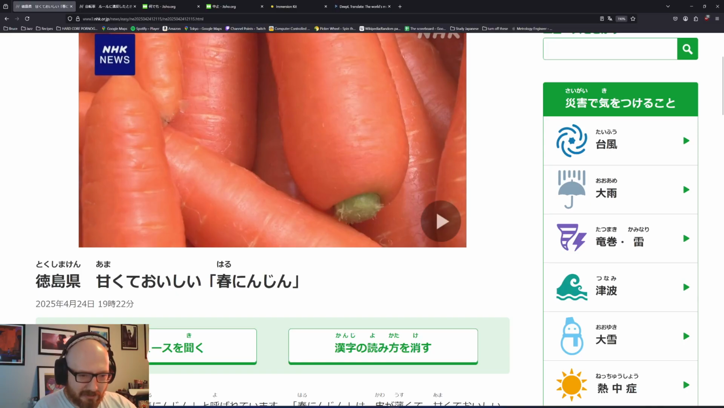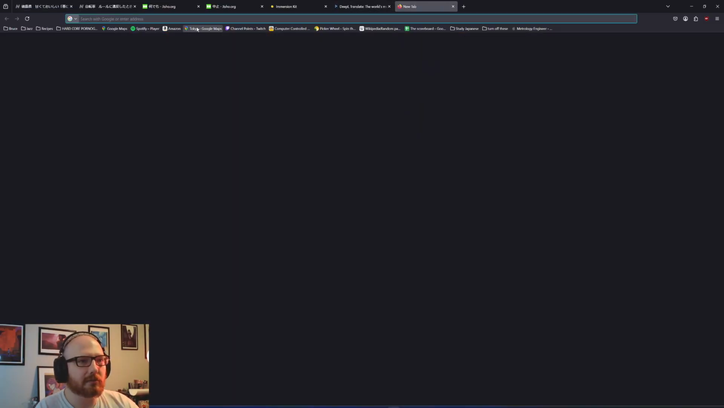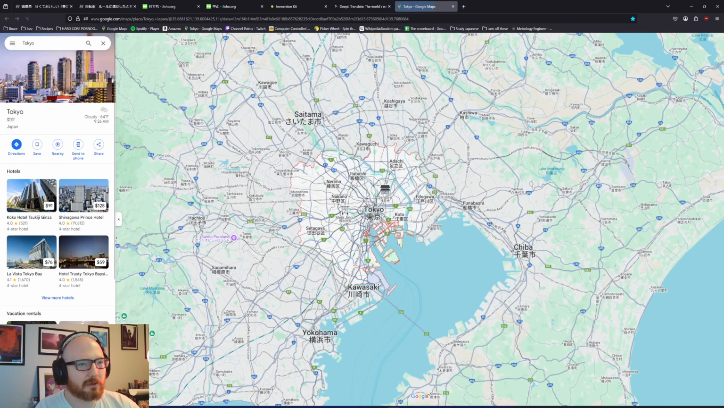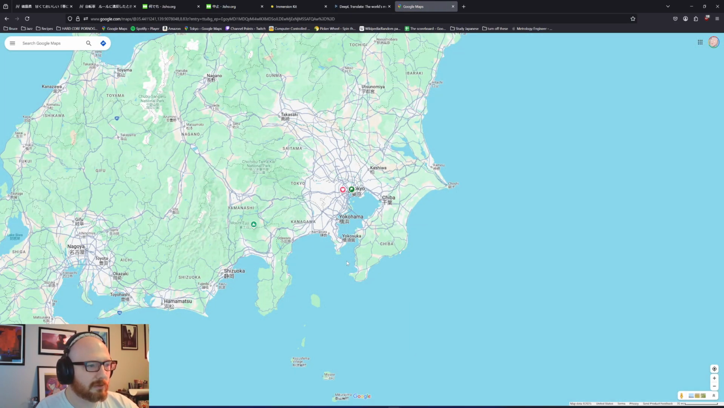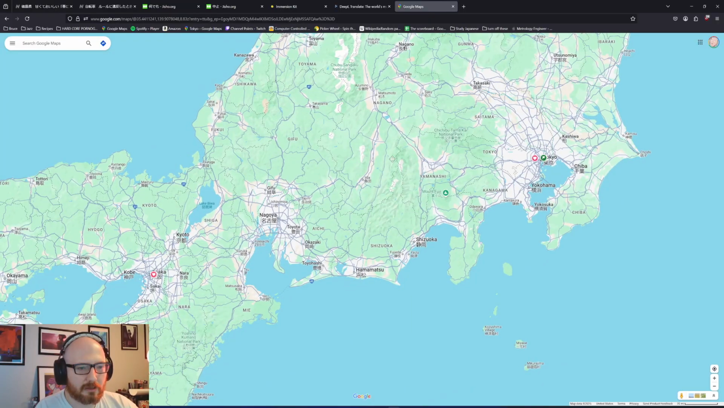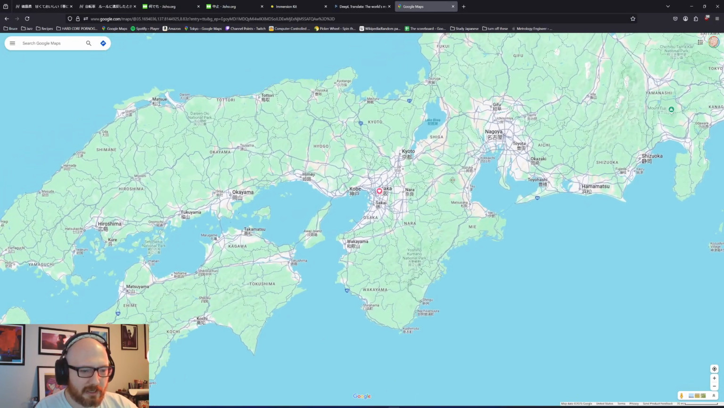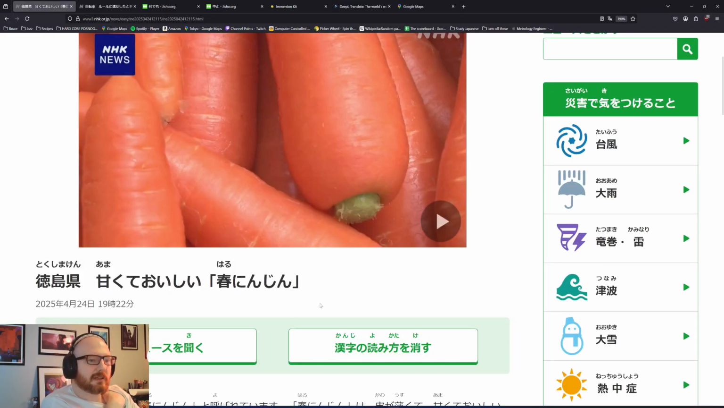Tokushima-ken, 甘くて美味しい春人参. So in Tokushima Prefecture, which I don't remember where that is, if we know, we've seen it before. Tokushima. I'm imagining it's down here. Yes, Tokushima, right here. So here's Tokushima Prefecture, right here. So that's what we're talking about. And they're saying, sweet, delicious spring carrots. All right, fair enough. I do like carrots.